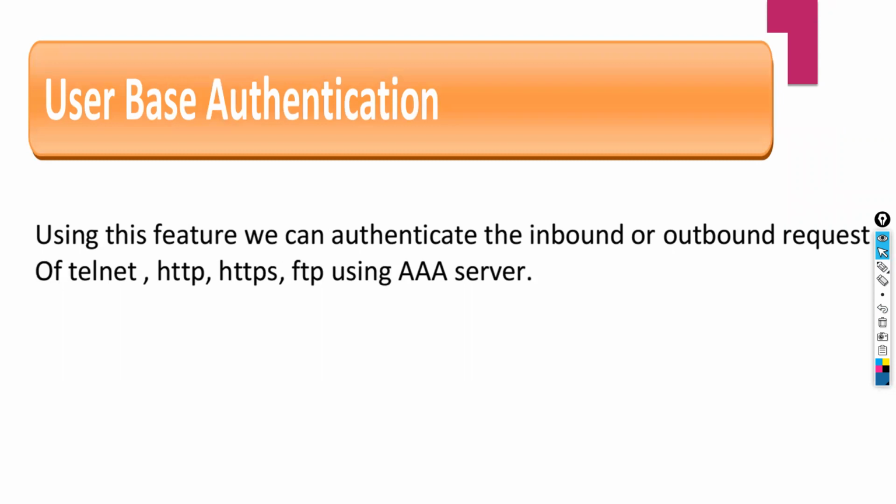Next, user-based authentication. In case you want to go with user-based authentication, I'm talking about AAA implementation. Remember the AAA topic from the CCNA, CCNP routing and switching classes: authentication, authorization, accounting. You can configure AAA on Cisco ASA firewall for telnet, HTTP, HTTPS, and FTP services, so you can go with user-based authentication.